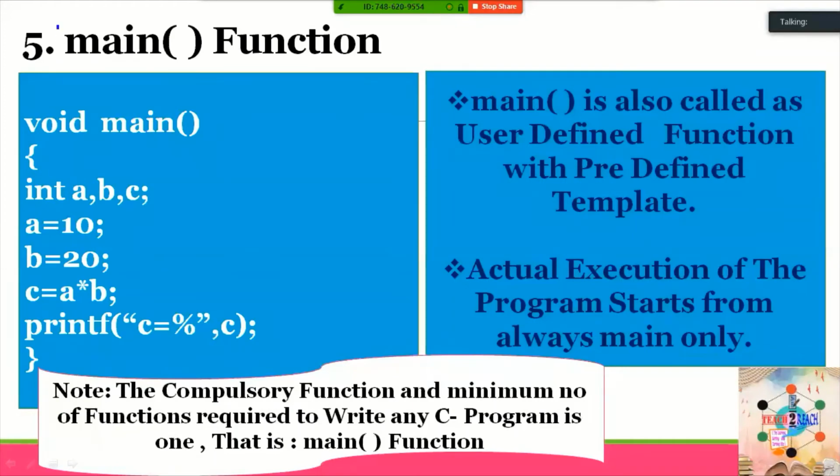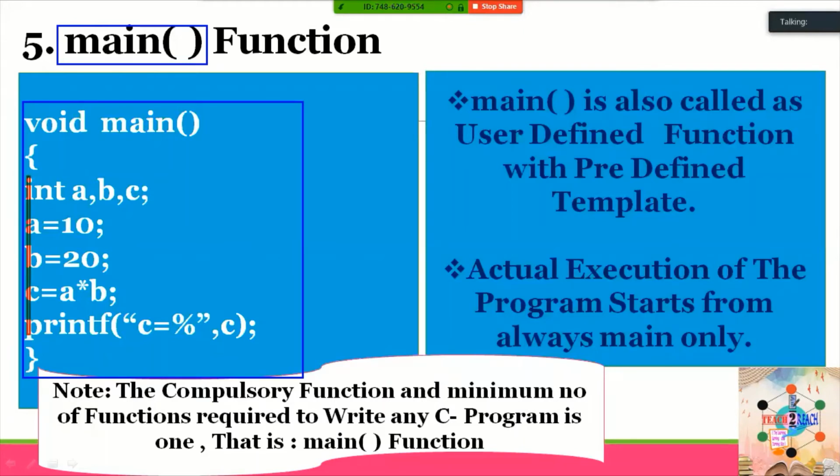Whatever statements are written under main, this is called the main function, and this is a simple example. In this example, the statements written under main are written by the user. To write all these statements, the compulsory function is the main function, so it is called a predefined template. Without the predefined template, main, we cannot write these statements. If you want to write something with the help of main, those statements need to be included between the open brace and closing brace under the main function. Whatever statements are written between the open brace and closing brace under this main function are called user defined statements. That's why it is called a user defined function with the predefined template.